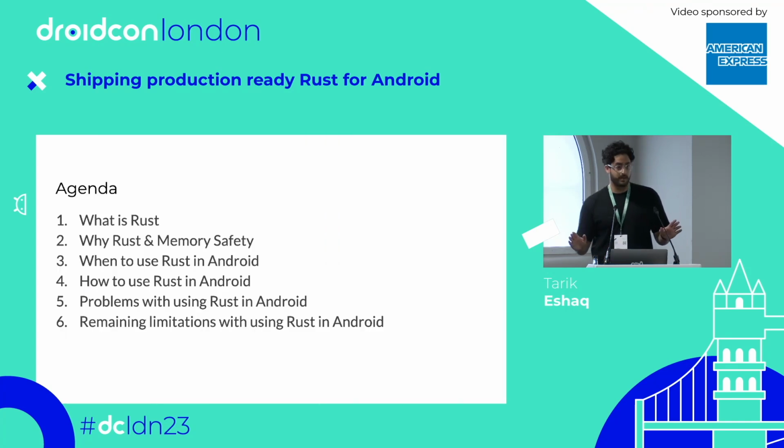Very briefly, I'll go over what we'll talk about today. We'll give a general introduction about what Rust is for those of us who are not too familiar with Rust, and we'll dig deep into why it's incredibly important to the industry at large. Then we will narrow down into what everybody is here for today, which is when would you use Rust in Android. Naturally, we'll progress to how to use it. And then, because the title of the talk is Shipping Production-Ready Rust, we'll talk about a lot of the problems that come when you start using Rust in Android. And from there, we'll talk about some remaining limitations that we at Mozilla are still wrestling with.